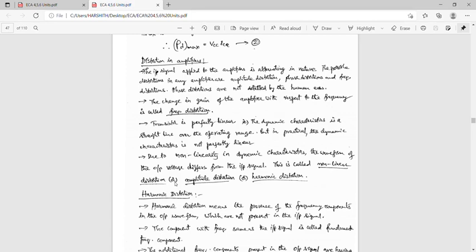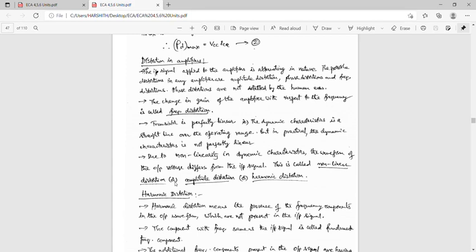In distortion, the characteristics are not perfectly linear. Due to such non-linearity in the dynamic characteristics, the waveform of the output voltage differs from that of the input signal. The output signal is different from the input signal. Such a distortion is called non-linear distortion, amplitude distortion or harmonic distortion.